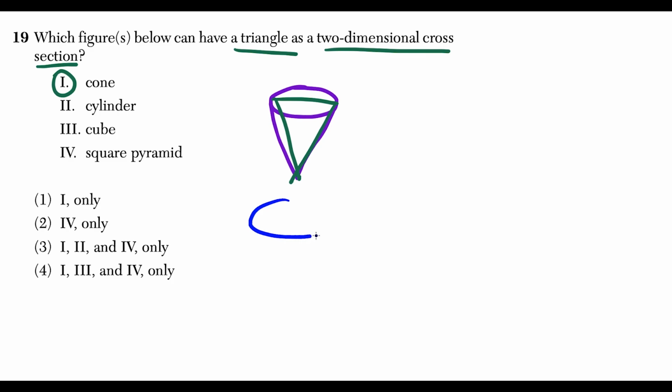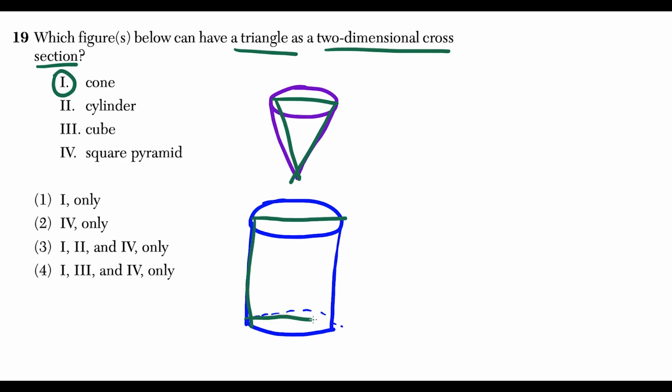Now, the next one here, a cylinder. A cylinder is completely circular all the way throughout, from top to bottom. So this one here, we're not going to be able to find a triangle if we take a slice in any direction. The only type of shapes we're really going to get out of this are a rectangle if we go straight down the middle vertically like this. So we'd have a rectangle here. We could also have rectangles going this way, but we would have circles if we take horizontal cross sections like this. So this one's out.